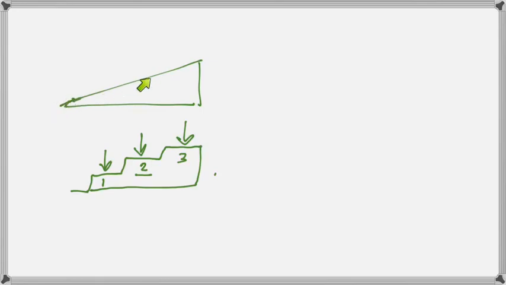But the ramp is continuous. It goes from 0 all the way up to 3. And so you can be anywhere along there. You could be at 3 feet, you could be at just a smidge less, you could be at 2 feet, you could be at 1.5 feet, you could be anywhere. This is continuous. And this is quantized.